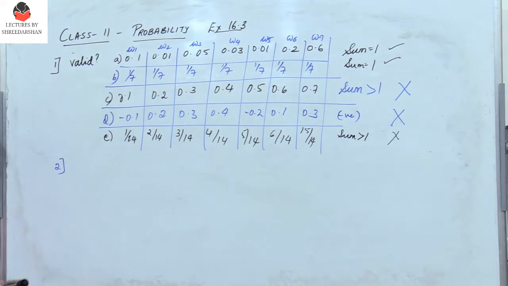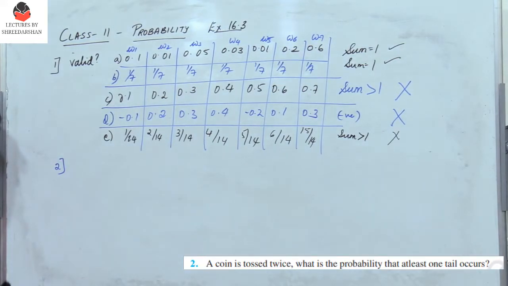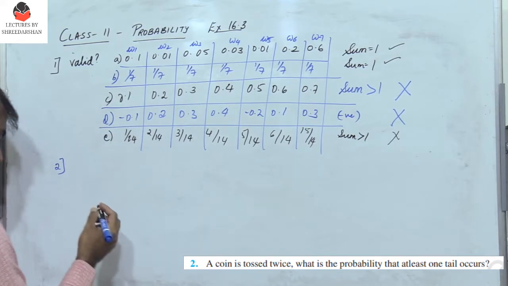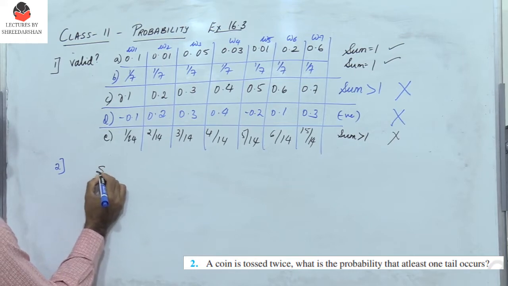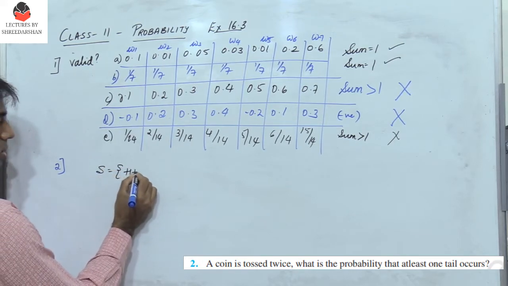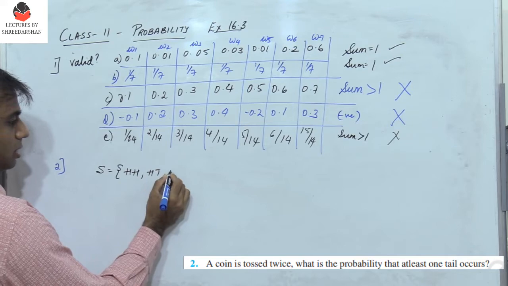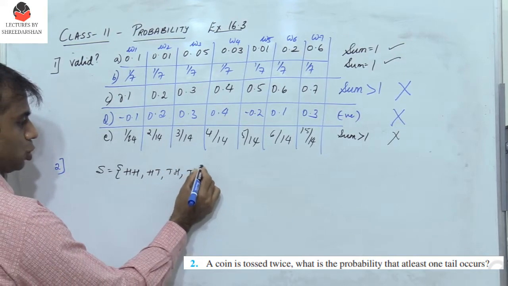Second one, a coin is tossed twice. Find the probability that at least one tail occurs. So if a coin is tossed twice, the sample space is 2 heads, a head and tail, tail and head, and 2 tails.